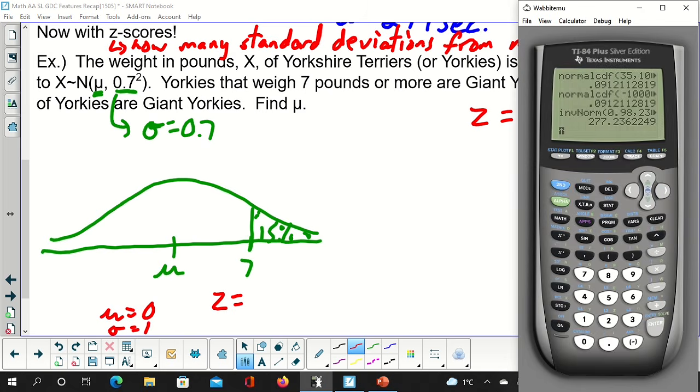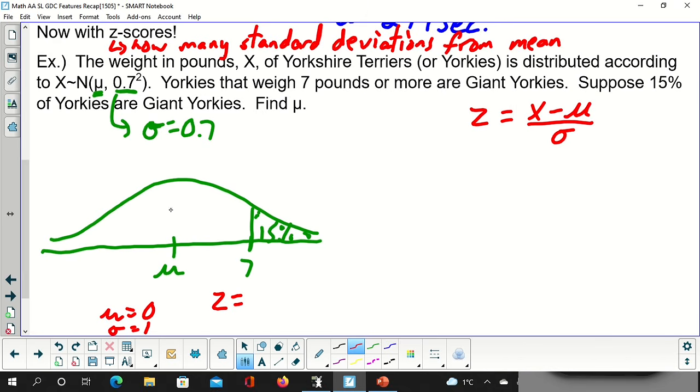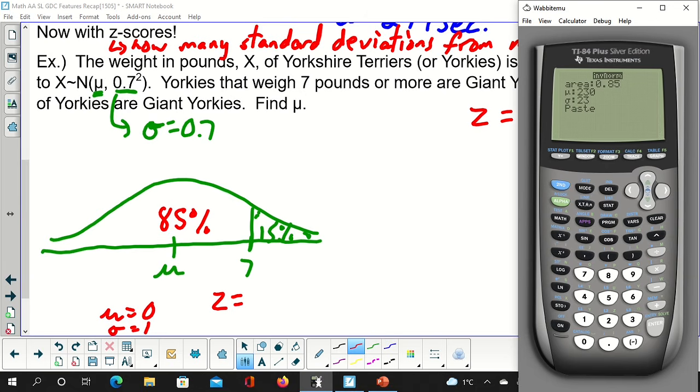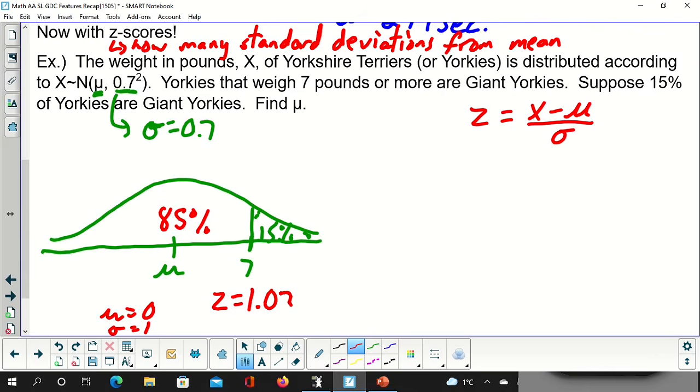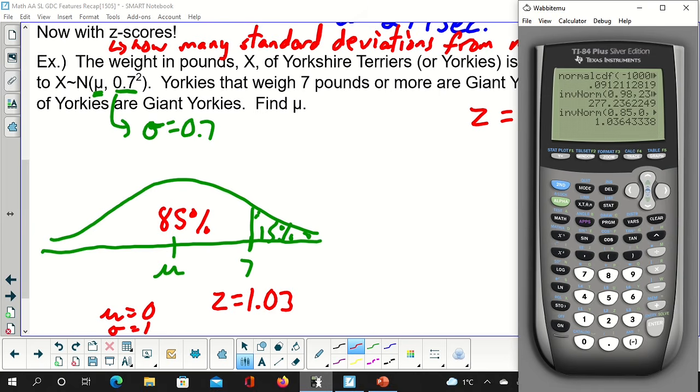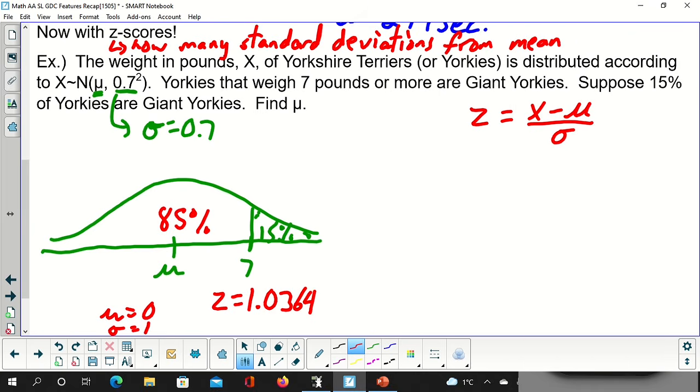Let's head to the calculator and find the z-score. We'll go second vars. This will still be inverse norm. And the area in this case will be 0.85. That's because since there's 15% to the right of 7, there's 85% to the left of it. If we're looking for a z-score, the mean is 0 and the standard deviation is 1. I work this out and I get 1.0364. I'm going to keep a bunch of sig figs at this point, and I'm going to round at the end.